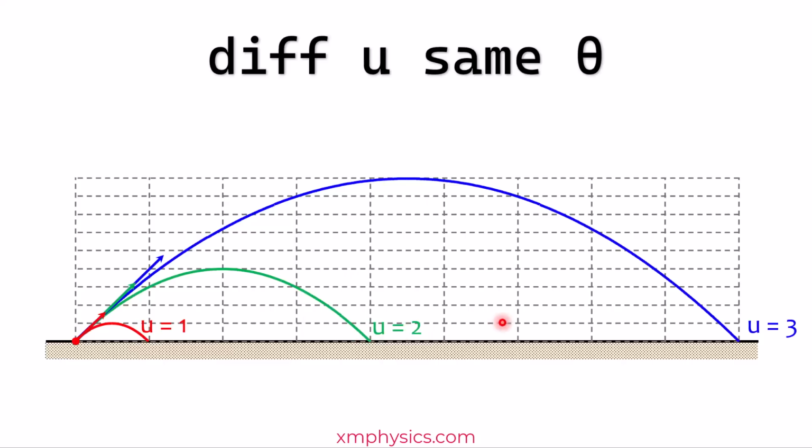But the horizontal motion is different from the previous case, right? The reason is that this time round, the horizontal velocity is also different. So the green one has twice the horizontal velocity, and the blue one has 3 times. The green one is 4 times because it has twice the horizontal velocity and also twice the time of flight. And the blue one has 3 times the horizontal velocity and takes 3 times as long before it lands. That's why it's 9 times the range.